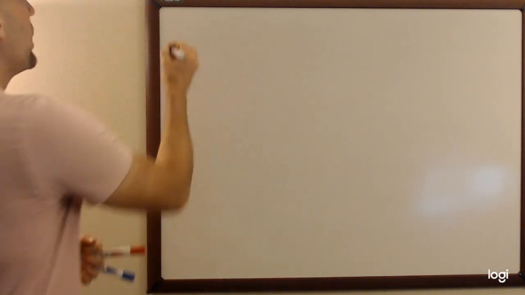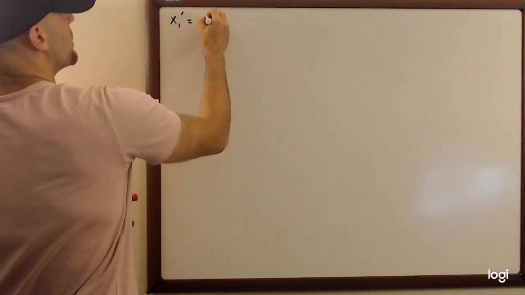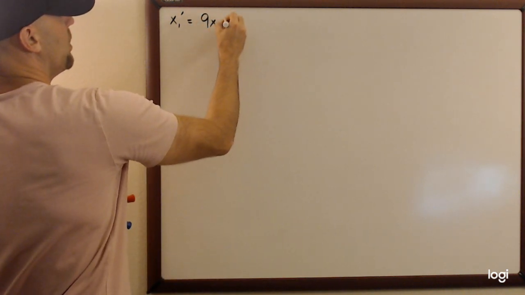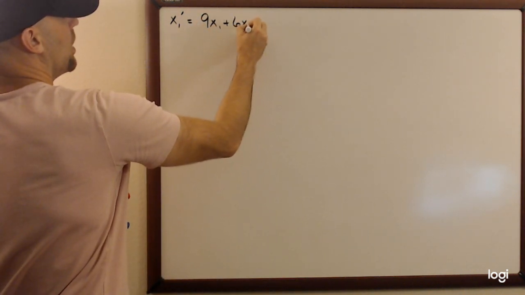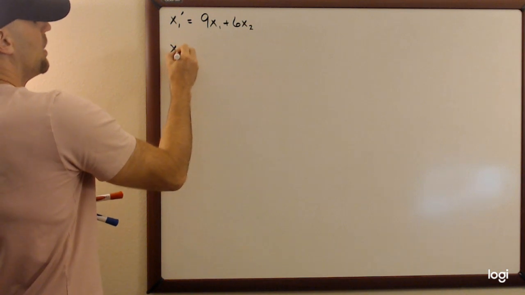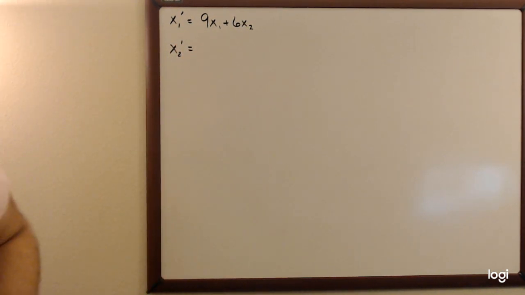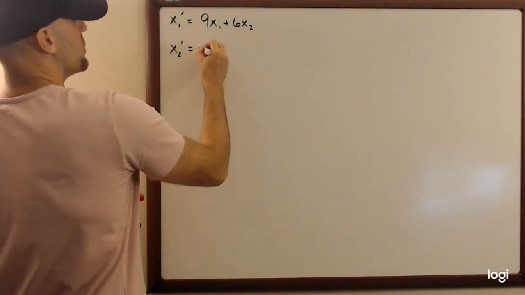We've got x1 prime is equal to 9x1 plus 6x2. And x2 prime is equal to negative 10x1 minus 7x2.